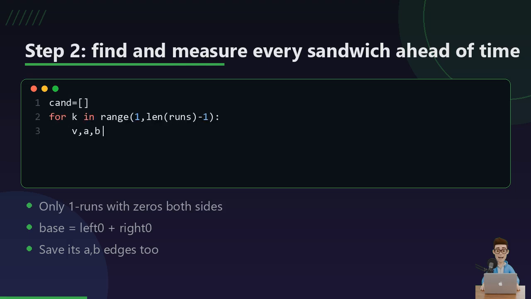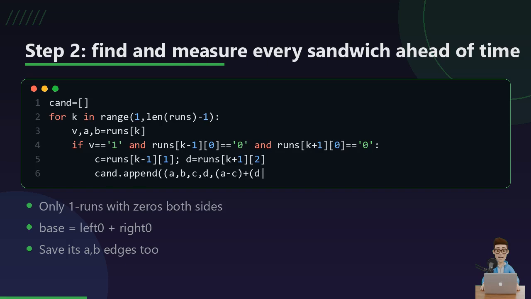Step 2 is our pre-compute, the counting we do up front. We look for every run of ones that has a run of zeros on both sides, a real 0, 1, 0 sandwich. For each one, we write down where its edges are and how much we gain, the left zeros plus the right zeros. Doing this work now means that later when questions come in, answering them is cheap. We pay once instead of paying over and over.